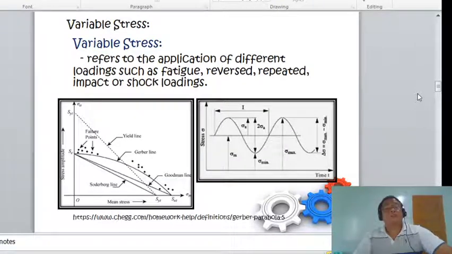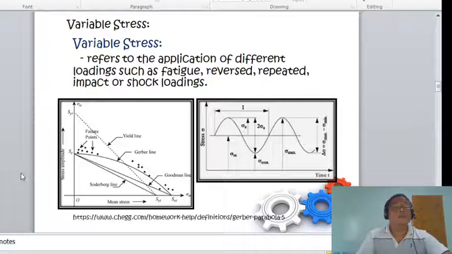Variable stress refers to the application of different loadings such as fatigue, reversed, repeated, impact, or shock loadings. If we look at the diagram, we have the mean stress on the horizontal axis and the stress amplitude on the vertical axis. We have the Gerber line, the Goodman line, and at the bottom the so-called safe Soderberg line.